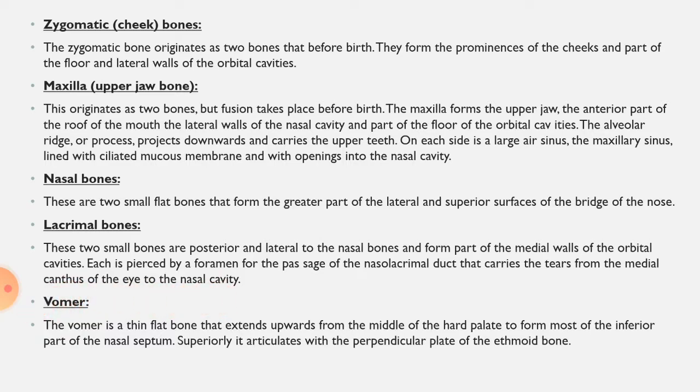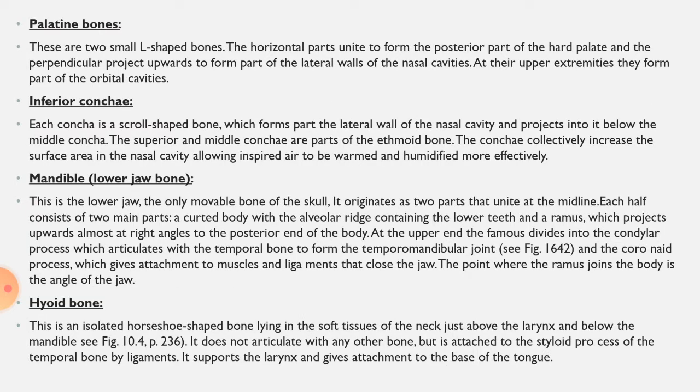Next is vomer, and this is a thin flat bone that extends upwards from the middle of the hard palate to form most of the inferior part of the nasal septum. So this basically forms most of the inferior part of your nasal septum. Superiorly, it articulates with the perpendicular plate of the ethmoid bone.